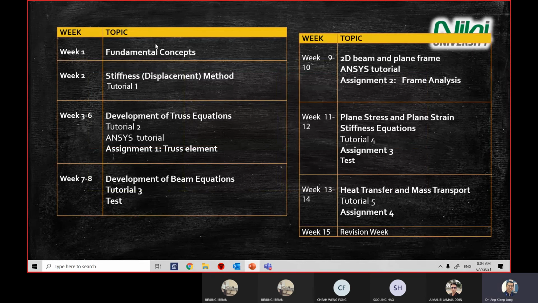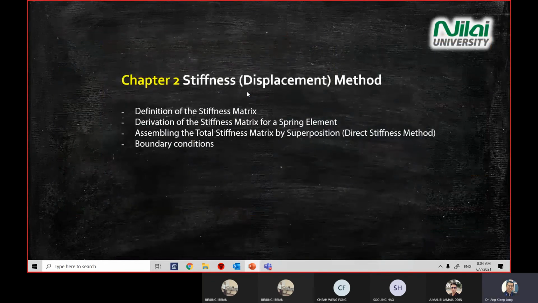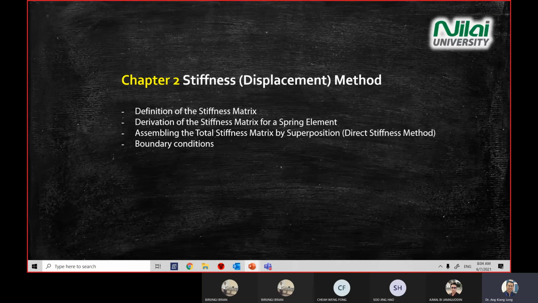Okay, we already completed the fundamental concept last lecture or last week. So today we're going to look at the displacement method, stiffness method, for this week. Okay. Now, chapter 2 deals with the method that we use to solve in FEM. We'll focus on stiffness itself. We will look at 4 things. It depends. Maybe today we only look at one, the definition of stiffness matrix. Then we follow up with the next lecture.